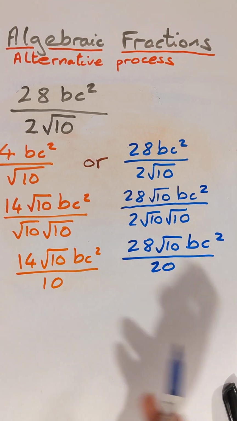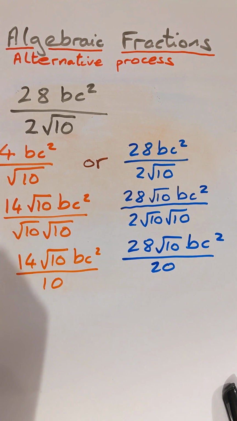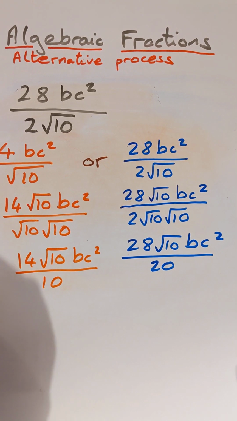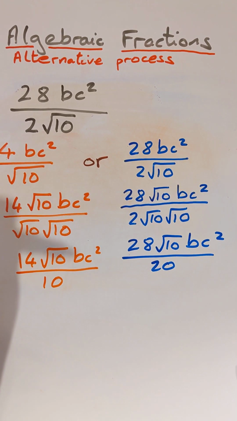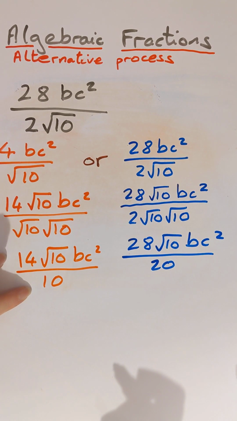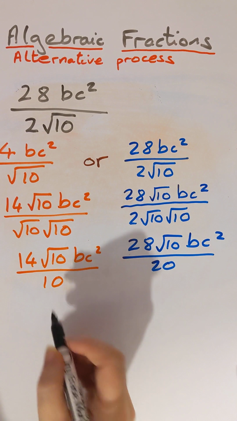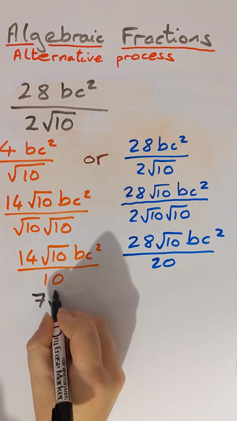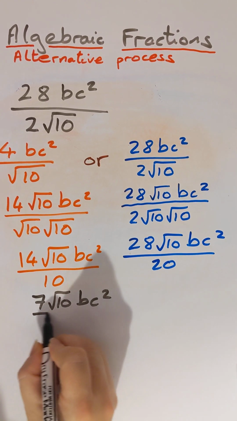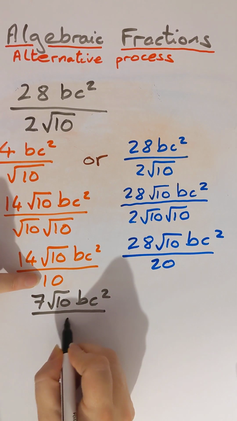Now I'm not done with either of these, because at this point I can cancel further. I've got even numbers here. If it's even, I can divide by 2. And it's only the number portion that gets divided by 2. So I have 7 root 10 bc squared over 5.